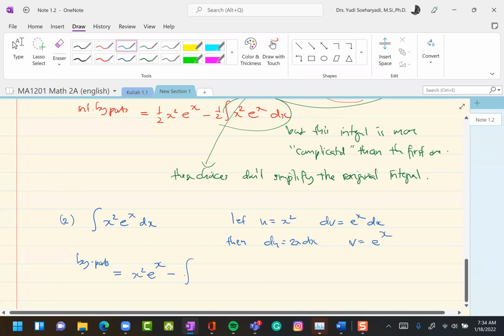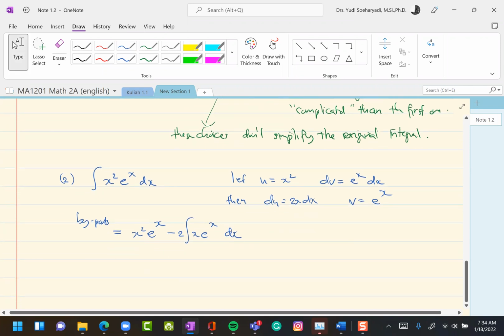Let's see, what is this? v du. So 2x e to the x. And this is a correct choice because the integral you get from the right-hand side is simpler than the original integral. The original has x squared times the exponential. Here you have just x, just linear. So this is power 2, you end up with power 1. And again, this is by integration by parts.